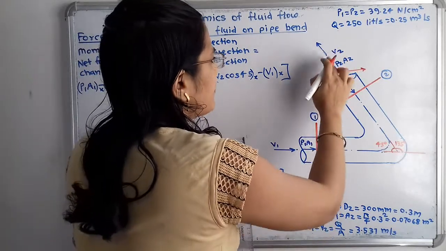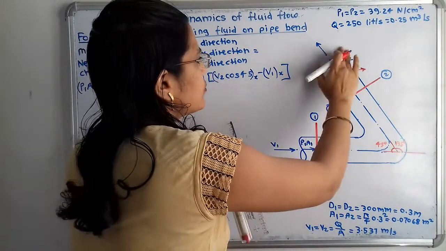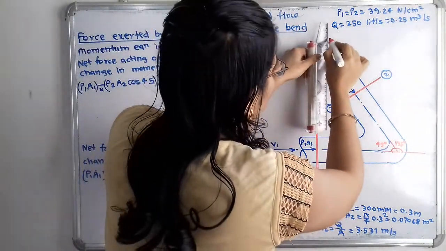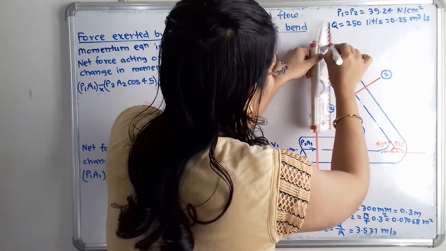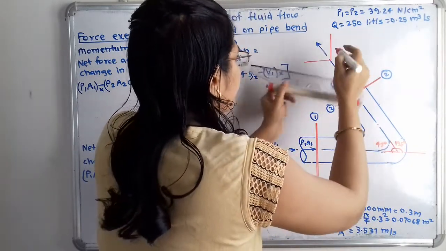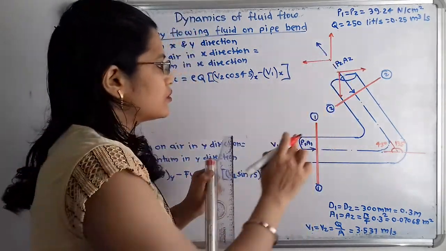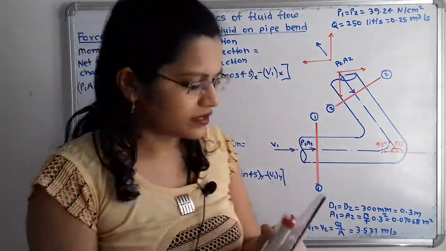Now in the same way we have to resolve this V2. So how to resolve this? Here also we have to draw one vertical component and one horizontal component. So now I will make it here.